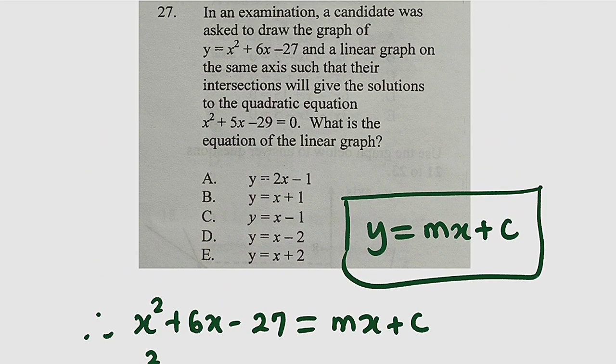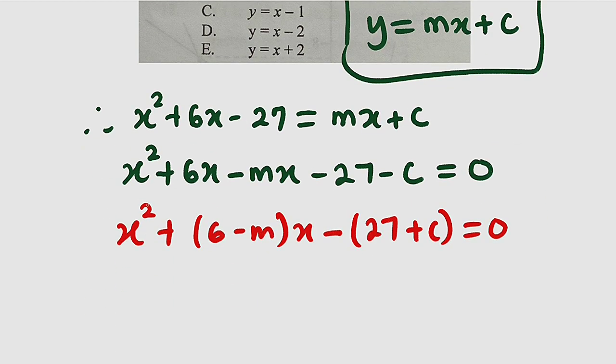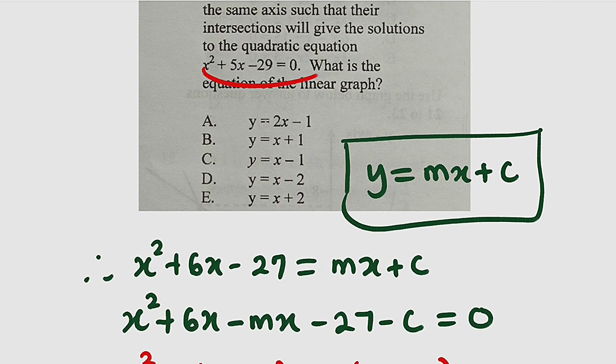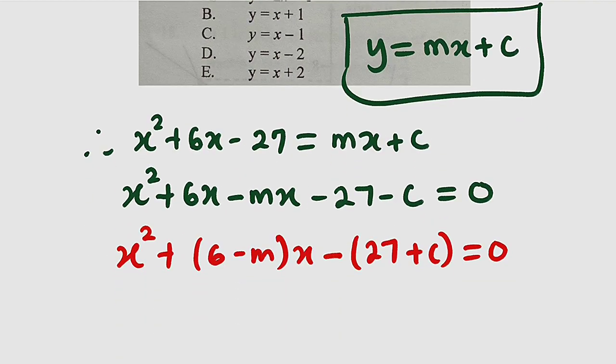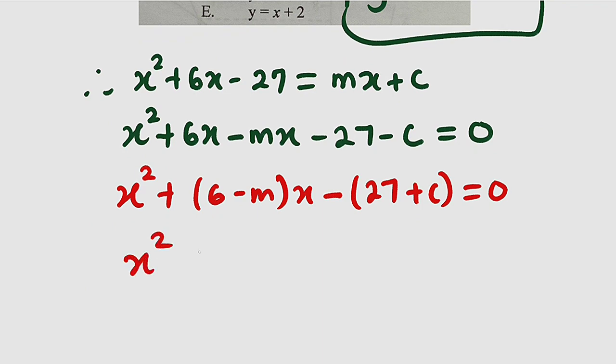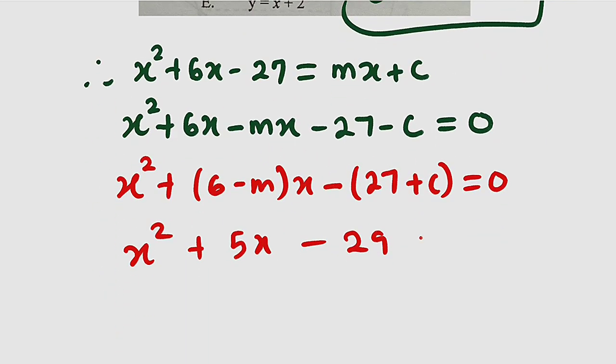But according to the question, it stated that the solution to this problem, which is a quadratic equation, determine the points of intersection of this linear and quadratic graph. If you solve this one, you're going to obtain those points of intersections, and they are said to be the solution to this quadratic equation, and hence we can relate them. And this quadratic equation is x squared plus 5x minus 29 equal to 0.